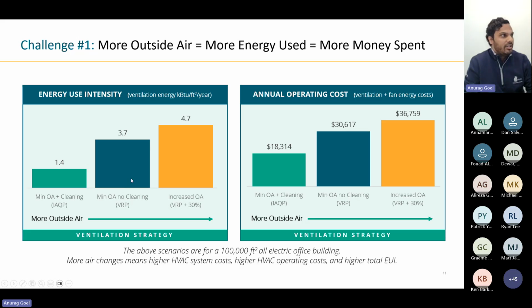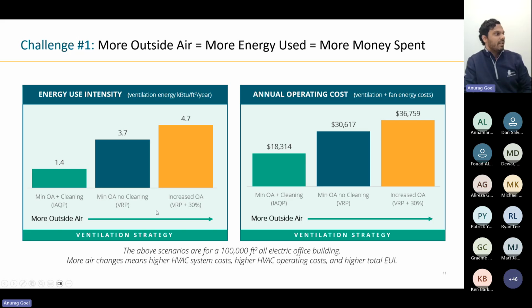And conventionally, as a designer, you may consider increasing ventilation to achieve enhanced indoor air quality. And as you increase ventilation, you add energy. And that's represented in this yellow/orange bar on the right side.